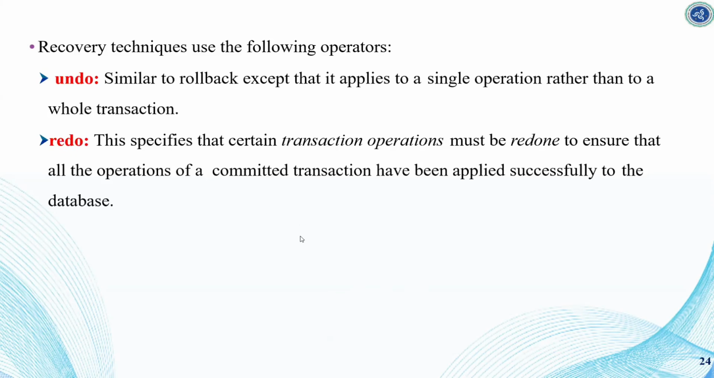Okay. So next one is redo. Redo means, suppose all the operations of a transaction have been committed, it specifies that certain transaction operations must be redone to ensure that all the operations of the committed transactions have been applied successfully to the database. That is, redo means, take a transaction T1. Okay, so I have a transaction T1 with some read and write operations. Suppose when it reaches a particular state, it crashes. Then I would already have done all these read and write transactions. Only if all of these are done together can it finally go to the commit state.